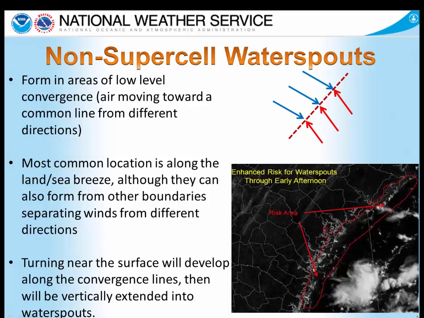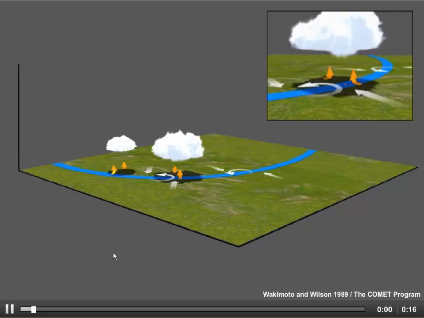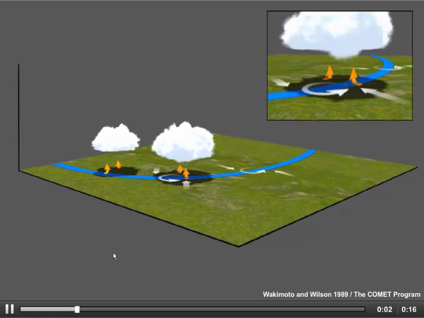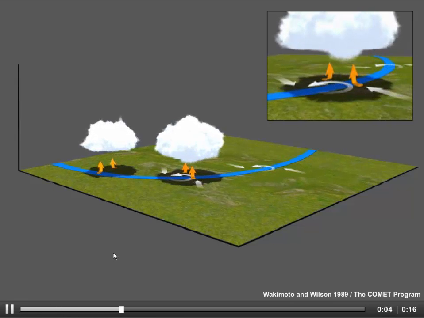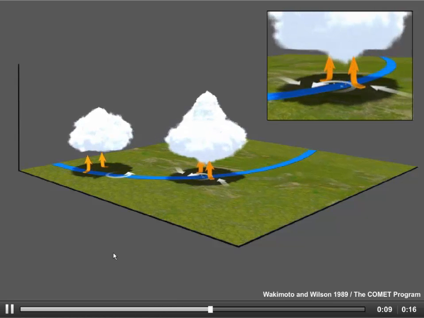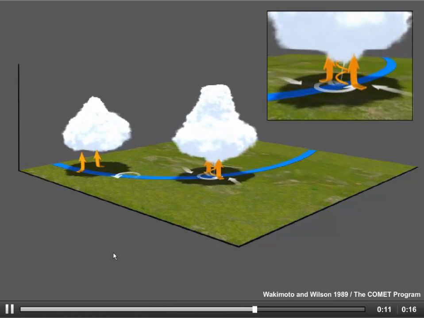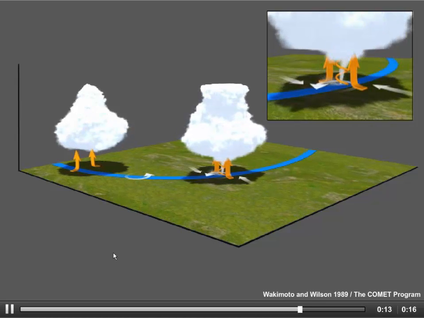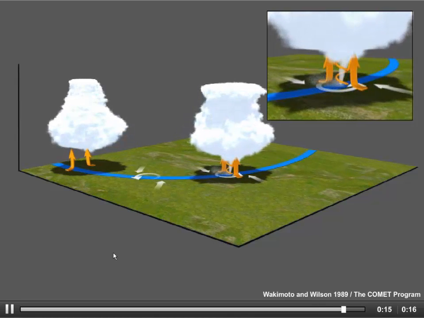I'm going to show you a schematic animation of how this works. You can see the blue line representing the convergence with the arrows moving towards it in different directions. Then the circular rotations along the line underneath the clouds begin to get stretched as the clouds get taller. Eventually you get the formation of a complete waterspout vortex.